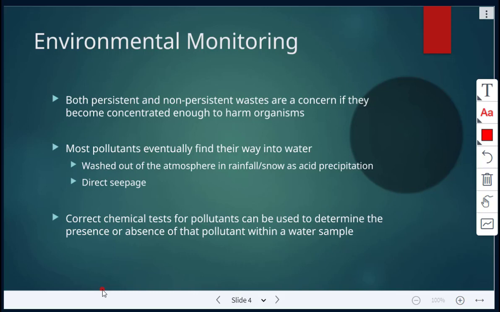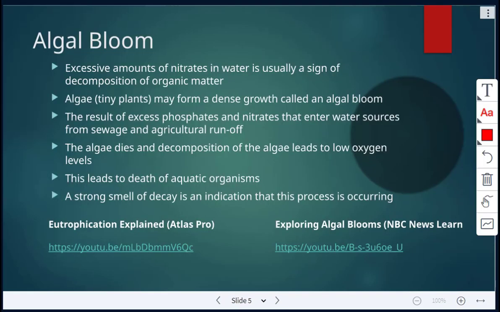The other thing about pollutants is that eventually they will find their way into the water source. They get washed out of the atmosphere in precipitation, like rainfall and snow, as acid precipitation. There might also be direct seepage. So chemical tests are done for pollutants to determine the presence or absence of that pollutant within a water sample. For example, like we've looked at pH strips, and other tests can be done to test for pollutants and toxins.